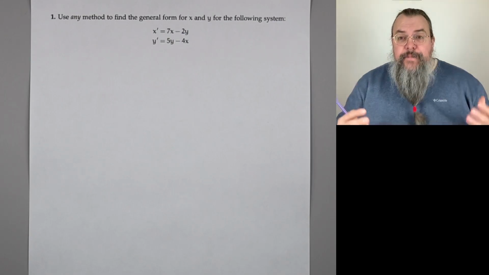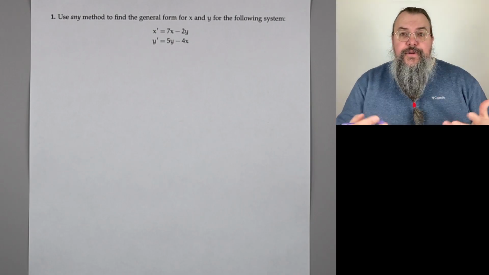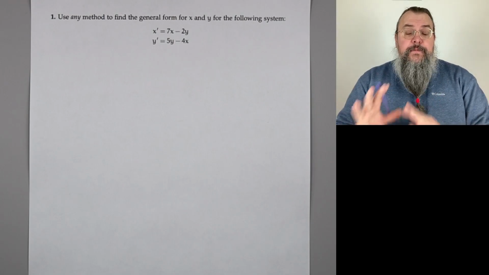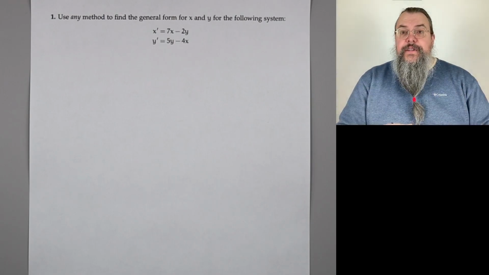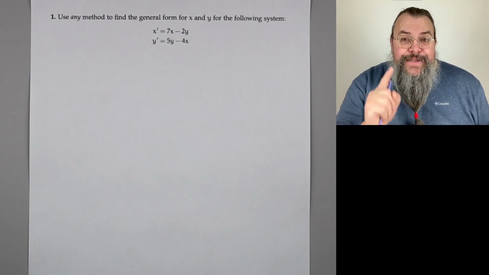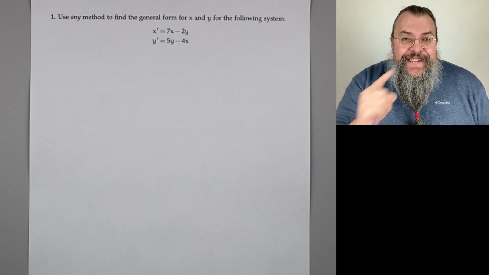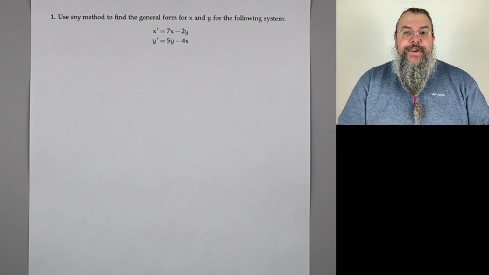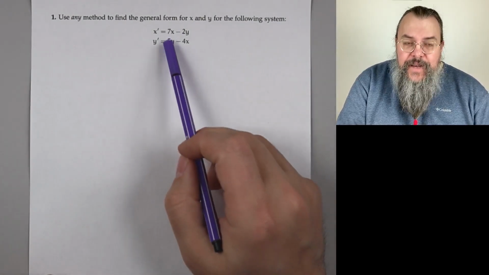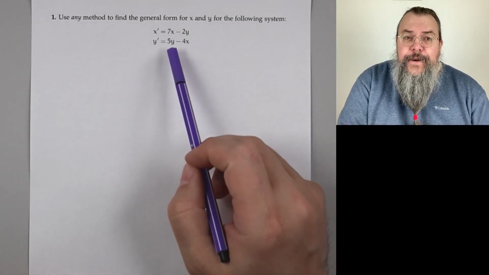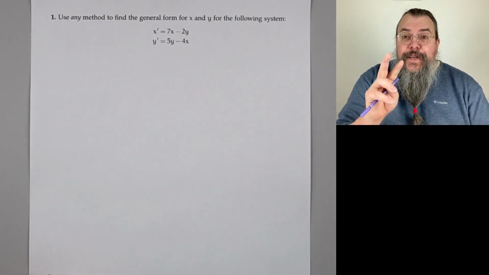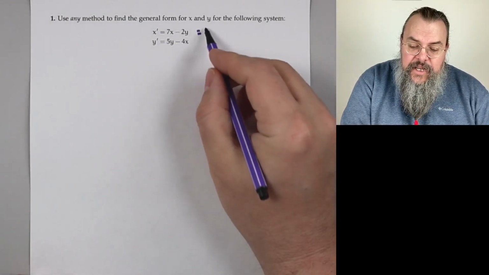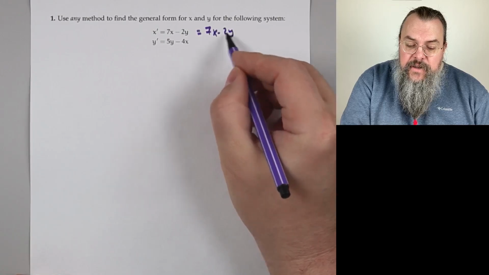Now when they say any method, we could do things like substitution, elimination, or turn into matrices. And matrices is my preferred go-to because we have a lot of tools to help us succeed. But I want to point something out here. They did something to us. And of course, they're very wily, these test writers. Notice 7x minus 2y, 5y minus 4x. They changed the order. So if you weren't paying attention, you might not notice that.